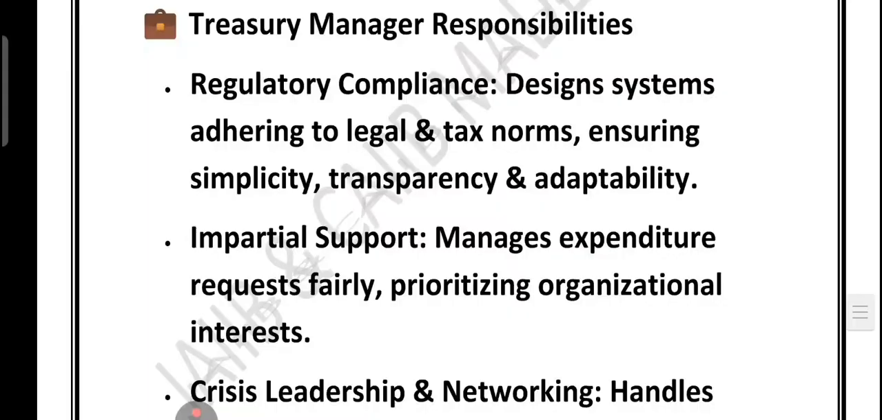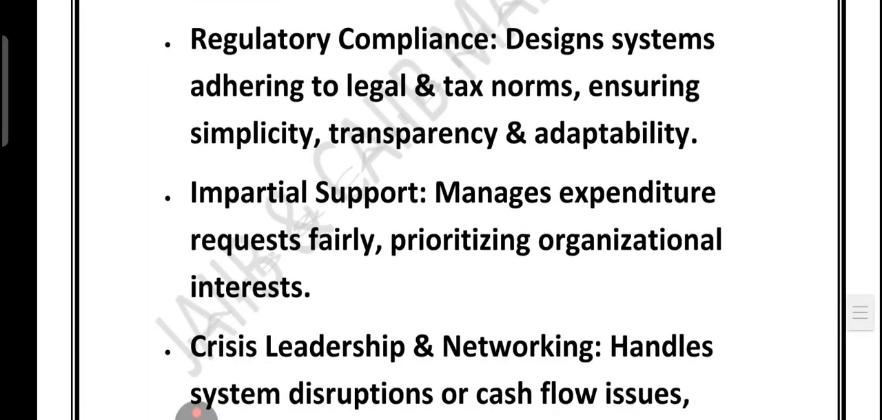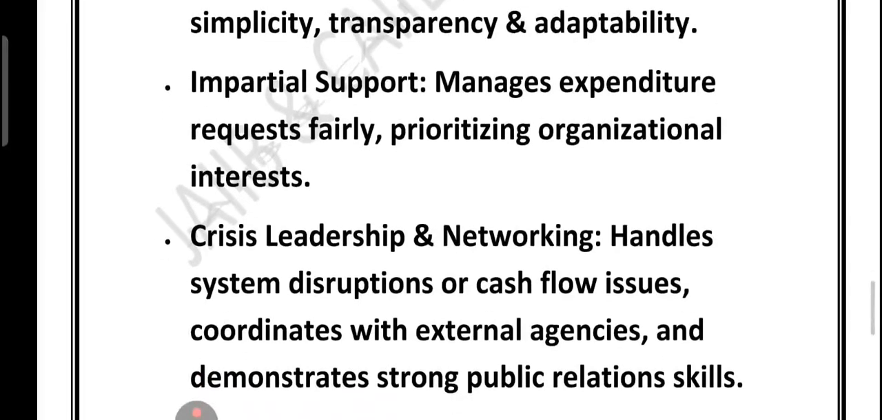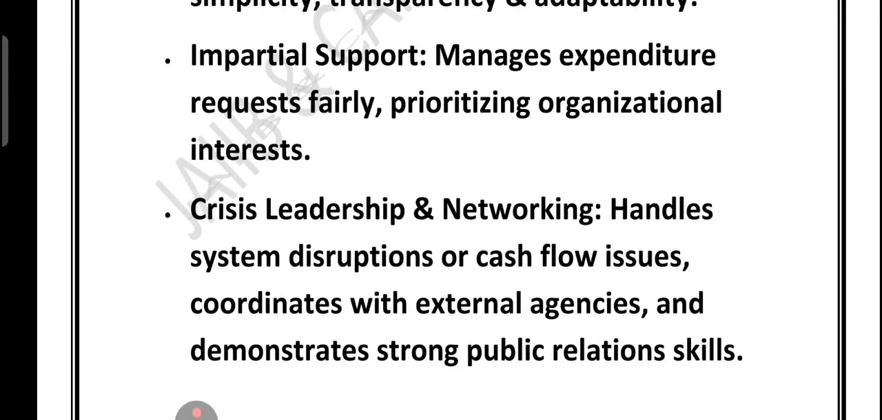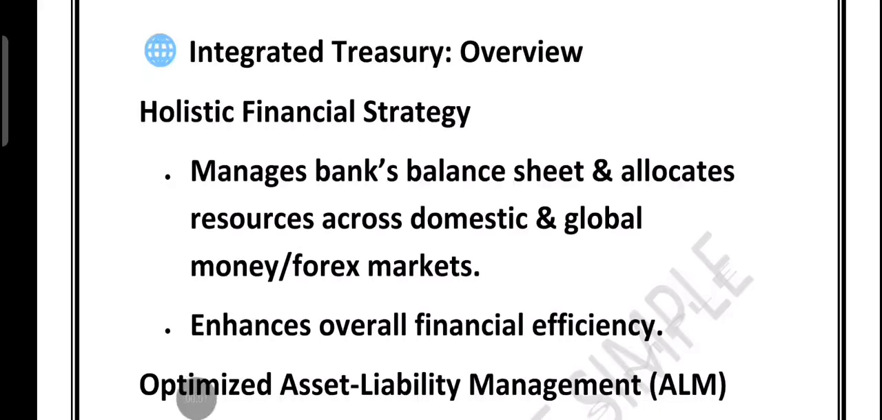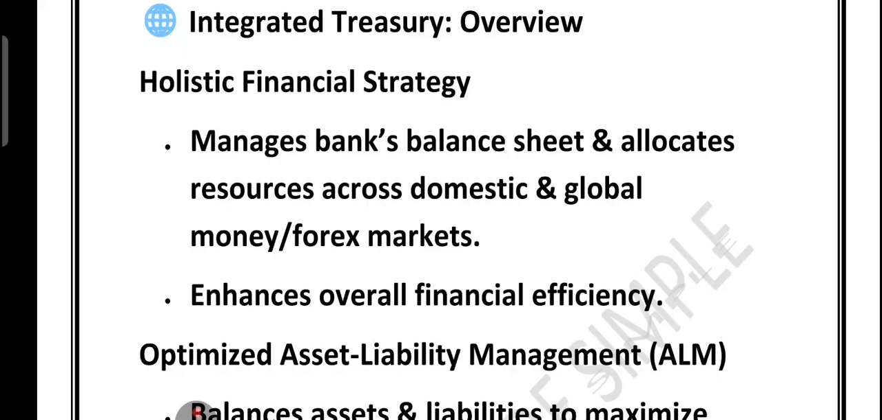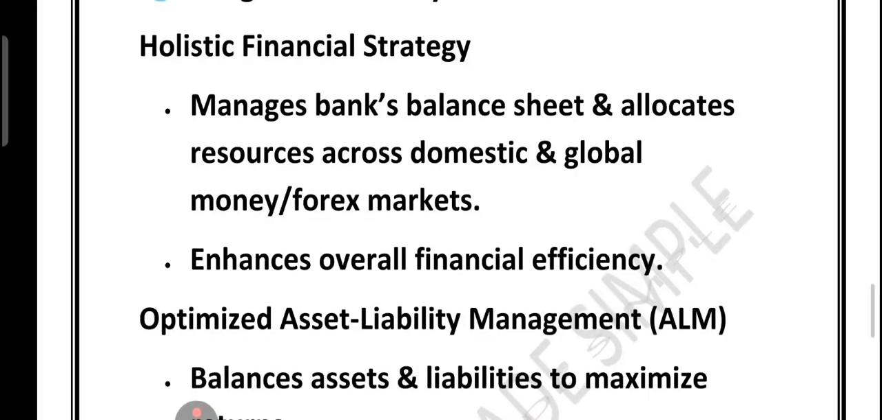Some more responsibilities they have mentioned, like regulatory compliance, right, which means designing systems and processes that follow legal and tax regulations. Impartial support, which means they manage expenditure requests fairly. That is the role of the treasury manager. Crisis leadership and networking. So these are the things. Now integrated treasury, I told you earlier, so we will discuss integrated treasury. Integrated treasury includes holistic financial strategy, which means managing the bank balance sheet and allocating resources across domestic and international money markets. So our aim is to enhance overall financial efficiency.